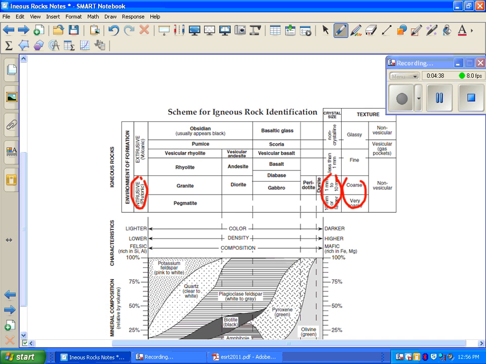Okay, if it's extrusive, and has small crystals or is glassy, it's going to be up here. Fine is here, glassy is here. Vesicular, gas pockets is here. So all those words are on the reference tables. You just have to know where to find them. Going back to the notes.